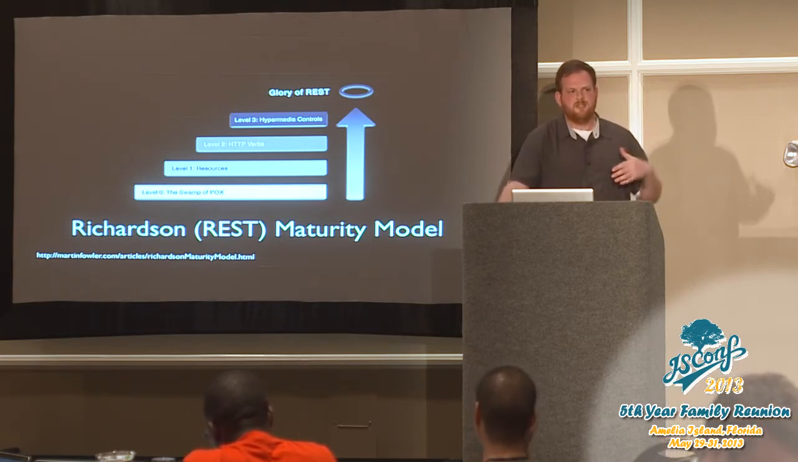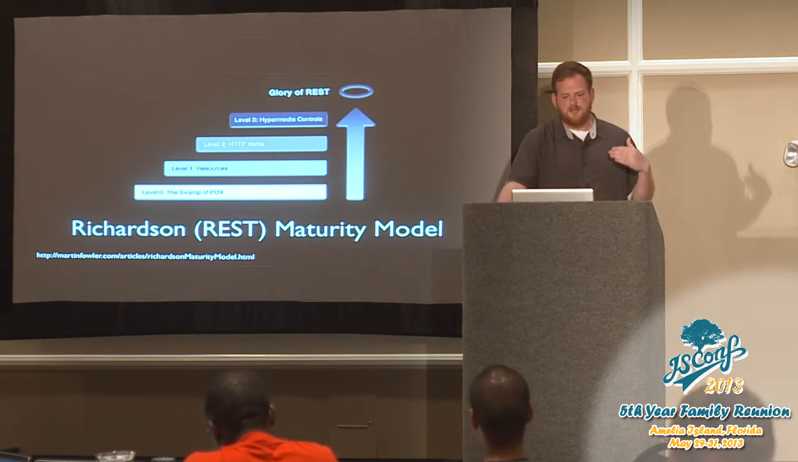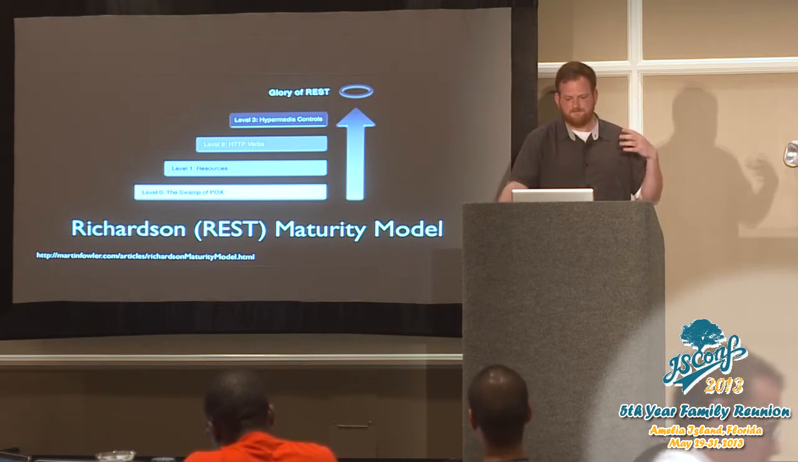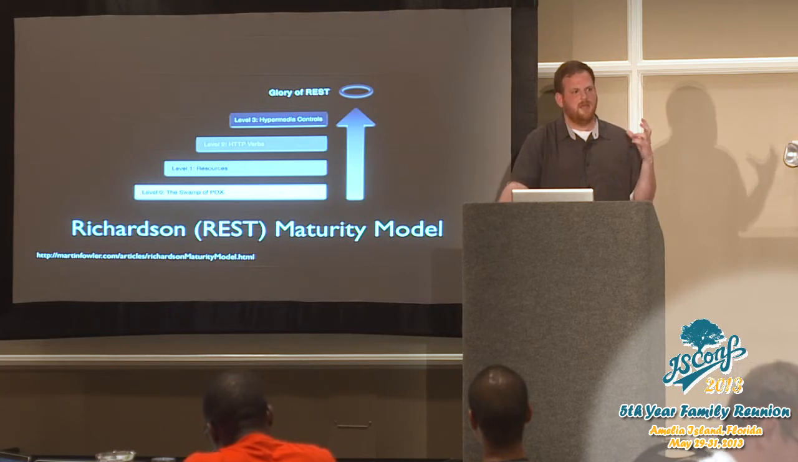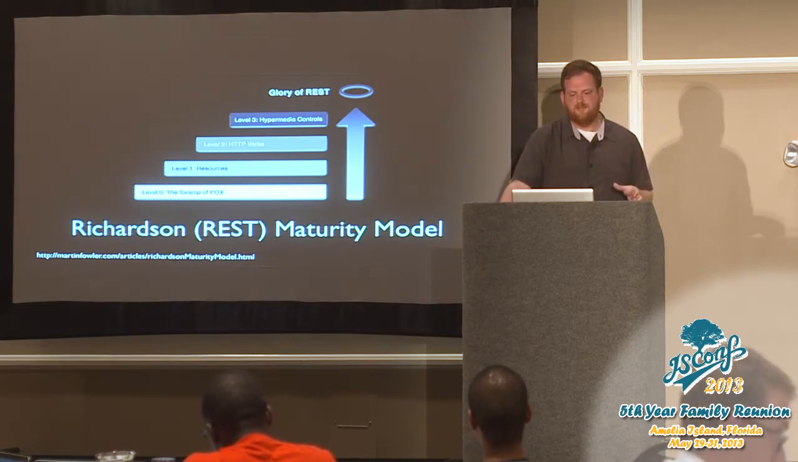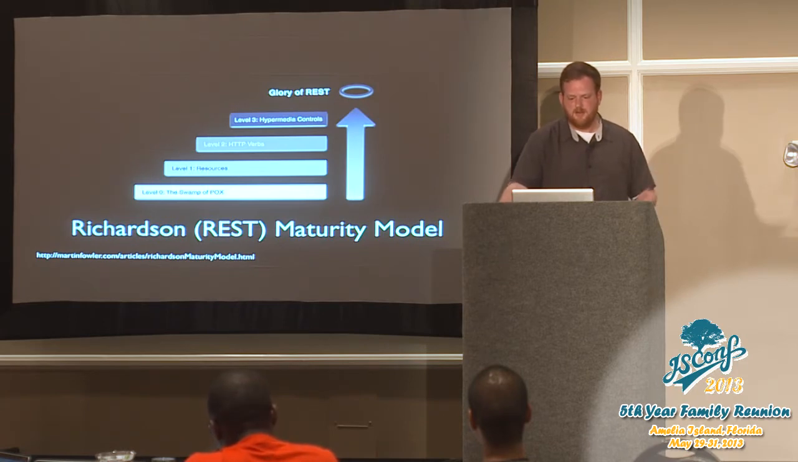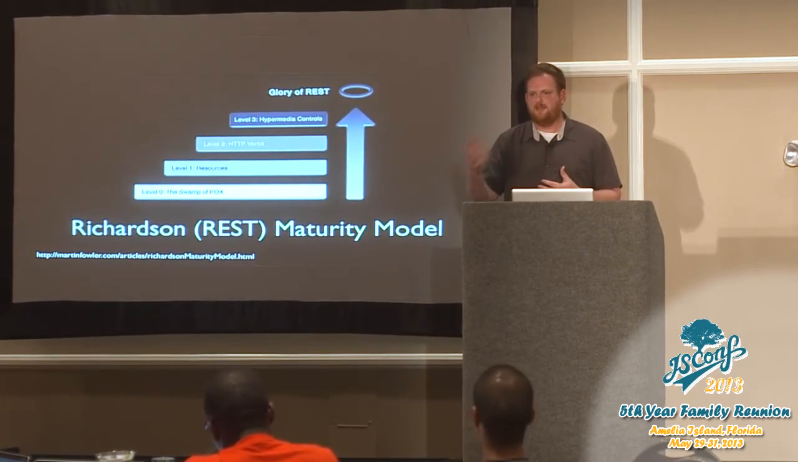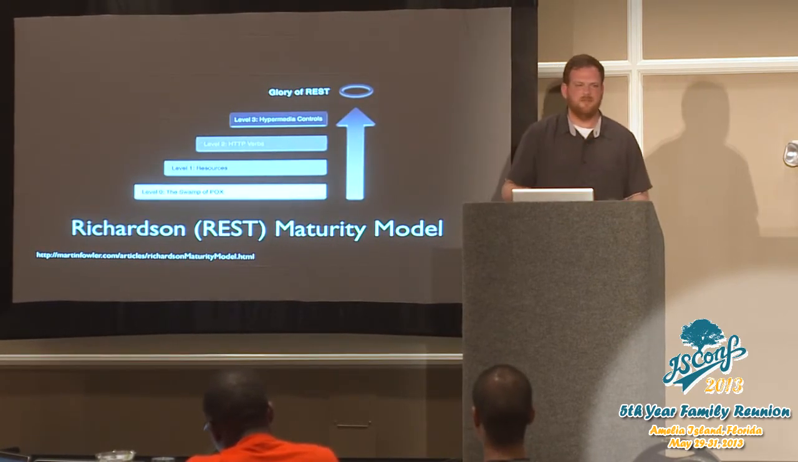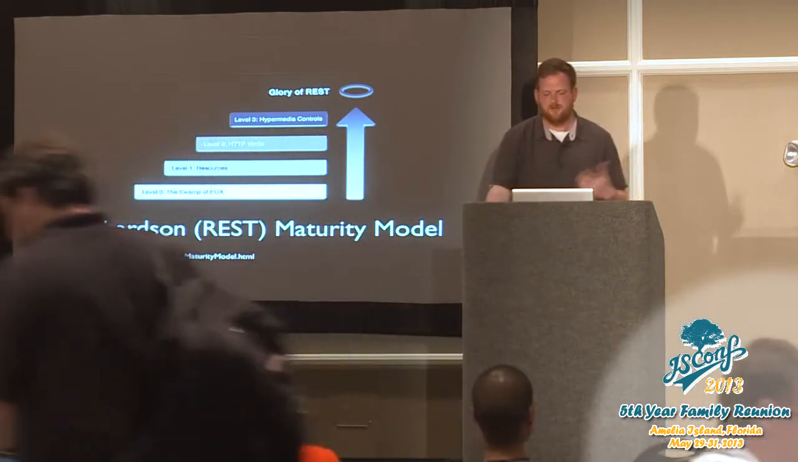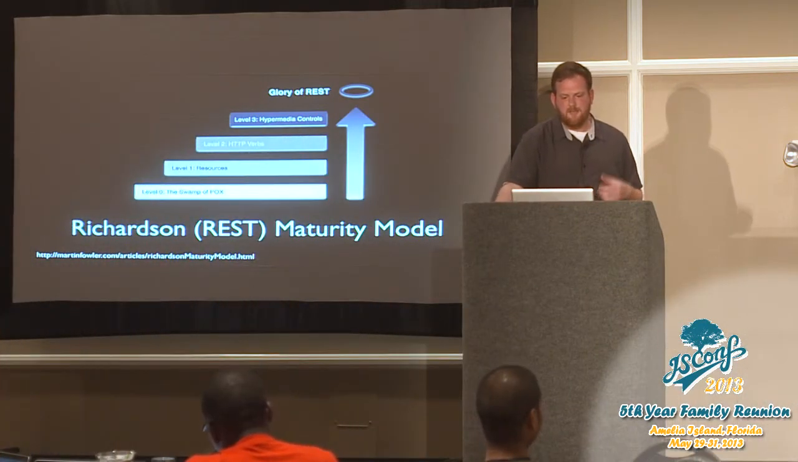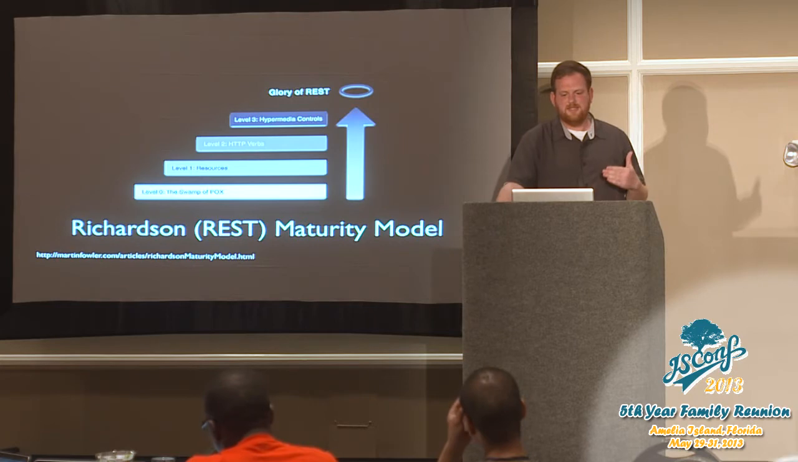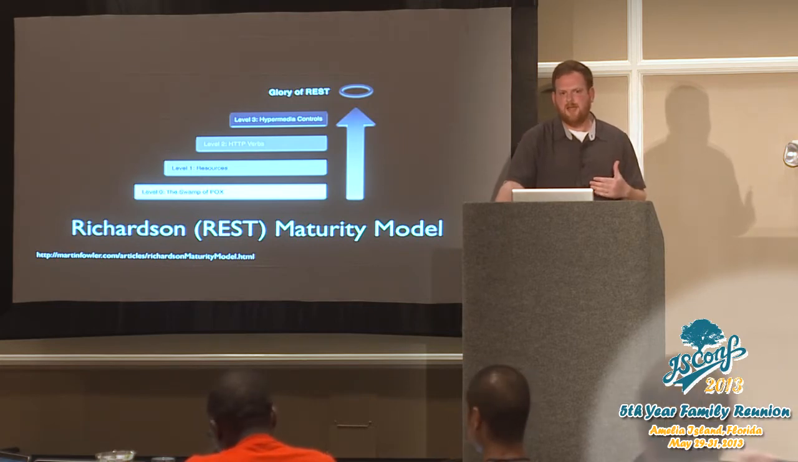Level 1 is where you actually start using resources. So you can actually start to access things in a more resource-oriented fashion rather than trying to do RPC over HTTP or some other hack. Level 2 is actually using HTTP verbs, so using GET to load resources, PUT to create resources, POST to modify resources or create more resources. And then finally, level 3 is using hypermedia APIs.